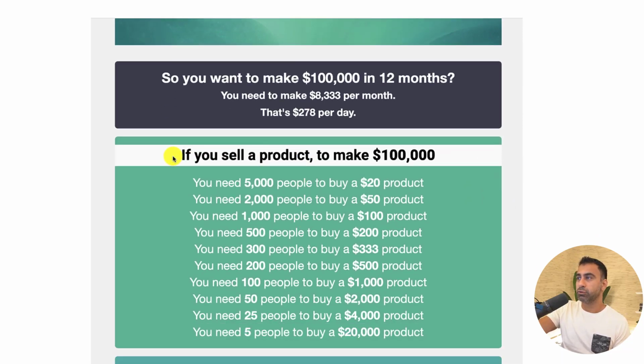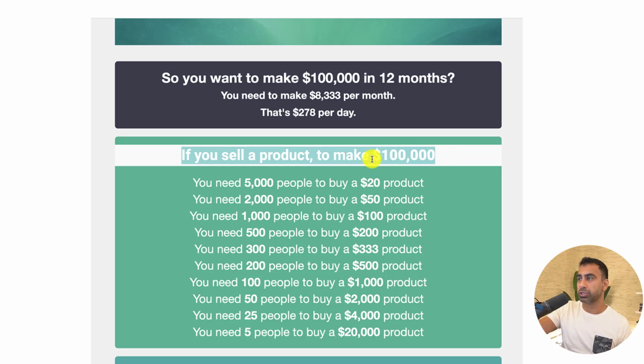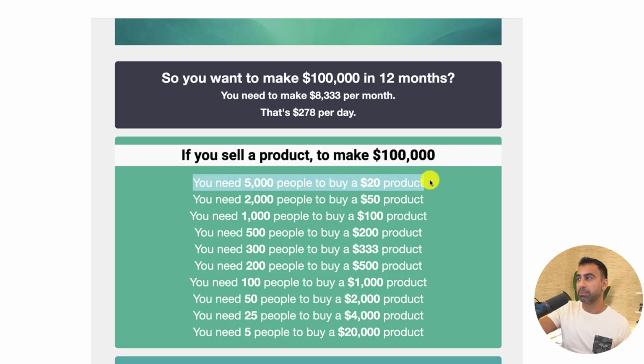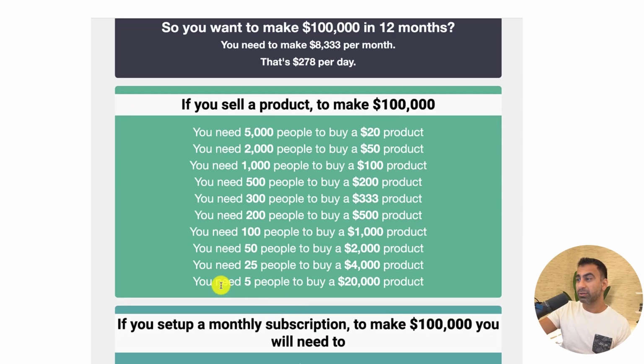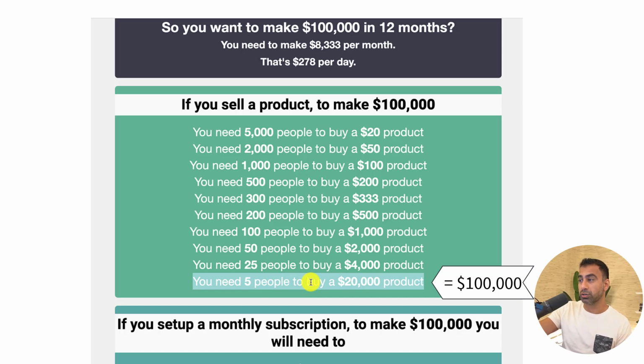And it says, if you sell a product to make $100,000, you'll need 5,000 people to buy a $20 product. Or you'll need 1,000 people to buy a $100 product. Or you might only need just 5 people to buy a $20,000 product. So if you could sell a $20,000 product or service, you only need 5 customers in the whole year to make $100,000 in revenue. That's pretty good to know.